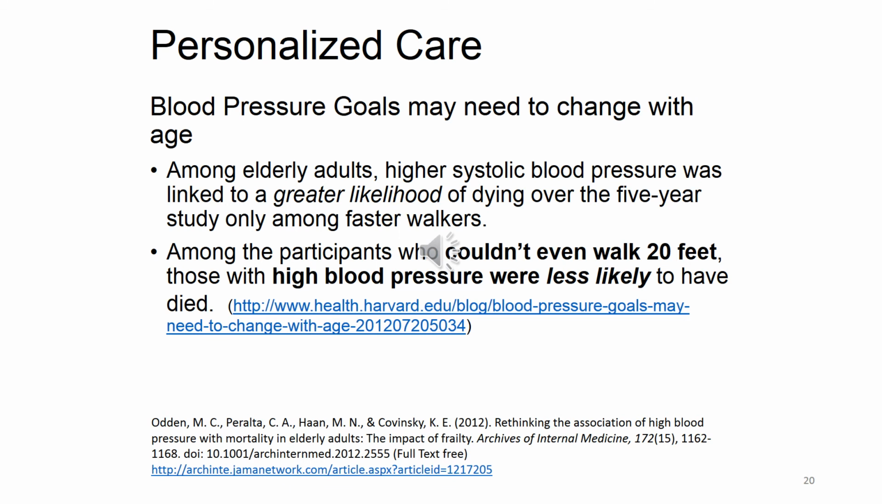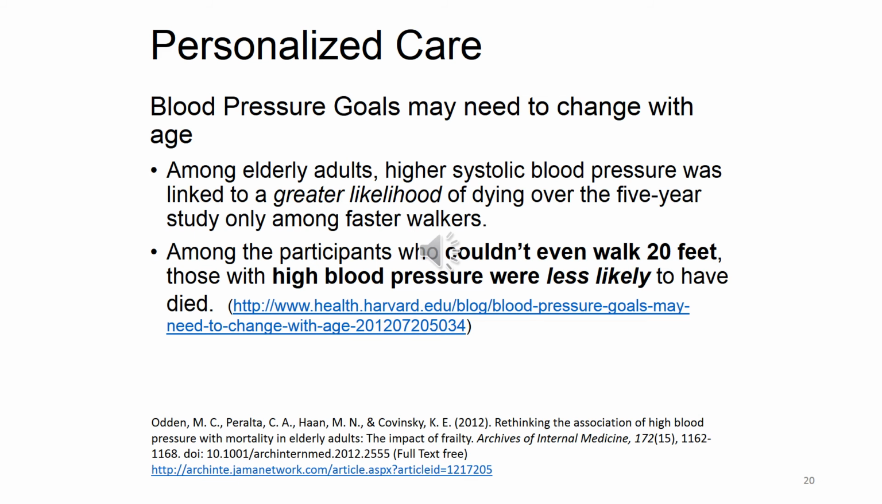So, complex adaptive systems and complexity science could also be used to look at personalized care, looking at an individual's needs or the needs of a particular age group. So, for instance, blood pressure goals may need to change with age. Frail elderly may need a different level of control and ideal blood pressures from somebody who's younger. For example, among elderly adults, higher systolic blood pressure was linked to a greater likelihood of dying over a 5 year study, only among faster walkers. Participants who couldn't even walk 20 feet, those with high blood pressure, were less likely to have died.